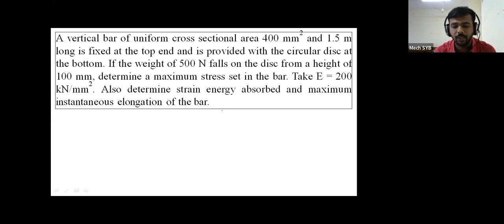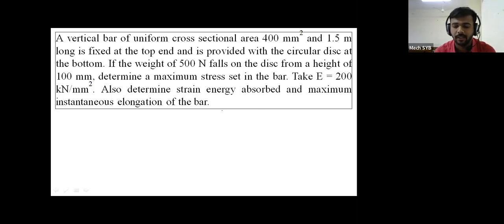In the last lecture, we started the problems based on type number 3, that is, a member or a rod subjected to the impact loading condition. Based on that, we solved one problem in the previous lecture: when the member or the body is subjected to the impact load, how the stress value will be calculated and how to calculate the strain energy stored in that particular rod.